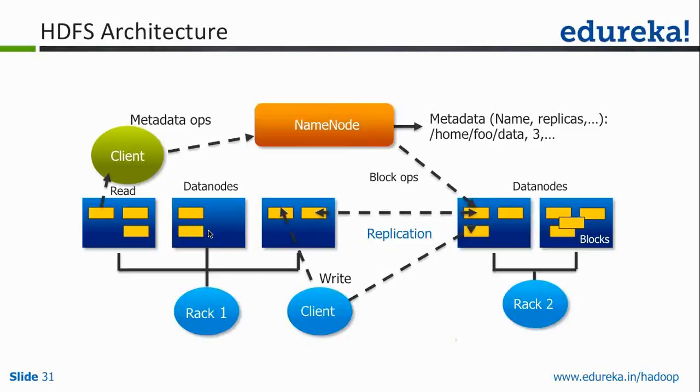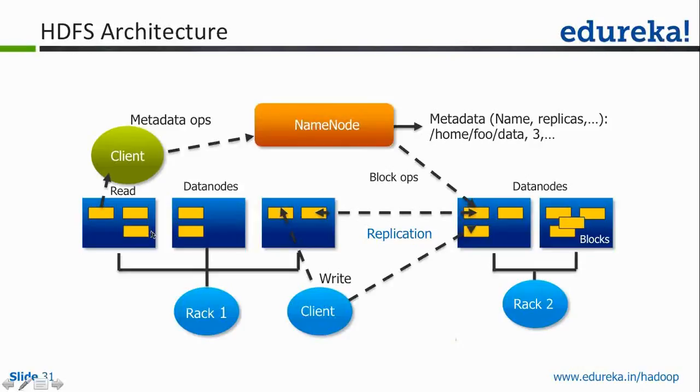The client can bypass the name node to reach the data node. The client does not reach a data node through a name node. The client always reads the data from the data node directly. It just goes to the name node and checks where this particular data is located, because the metadata is stored in the name node. So it goes into the name node, checks that, and then goes ahead and reads it.